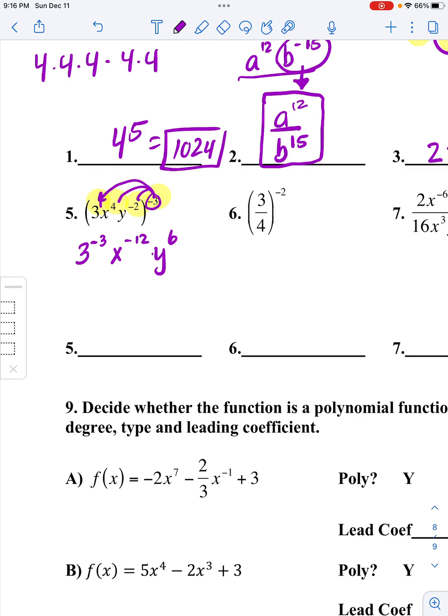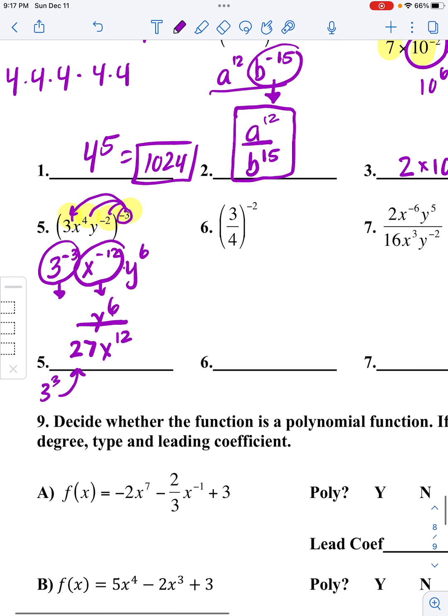So now the things that have negative powers are going to move into the bottom. That's not there, but now it's going to be there. So the y to the 6th stays on top. 3 to the 3rd moves to the bottom, but 3 to the 3rd, if you use your pink card, is going to be a 27. And then the x to the 12 moves down. So if you have a 3 to the 3rd, you need to use your pink card and change it. Since the base is a number, you can actually get a value.